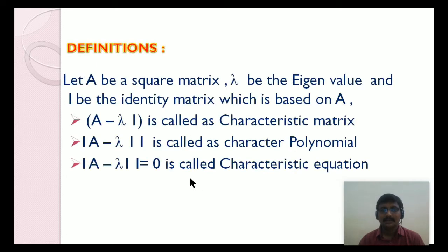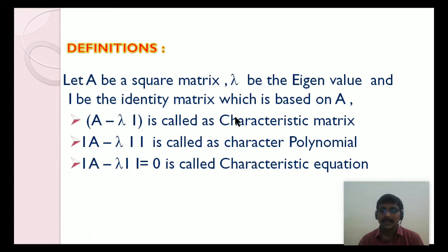Definitions. Let A be any square matrix, lambda be any eigenvalue, and I be the identity matrix which is based on A. Then A minus lambda I is called the characteristic matrix. Determinant of A minus lambda I is called the characteristic polynomial. Determinant of A minus lambda I equal to 0 is called the characteristic equation.